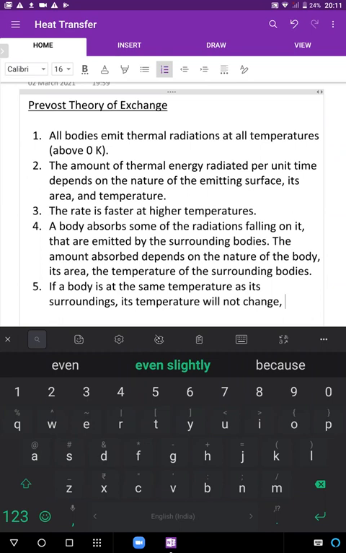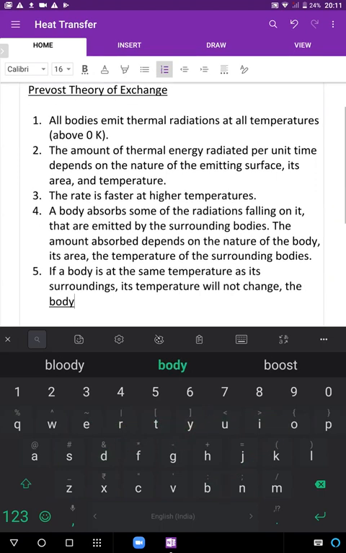So what is going to happen is, if the body is at the same temperature as its surroundings, its temperature will not change. And this is not because the surrounding object stops emitting energy and we stop emitting energy. It is because the rate of emission is the rate of absorption. Very nice. It's because the body radiates, its temperature will not change, and it will radiate the amount it absorbs.